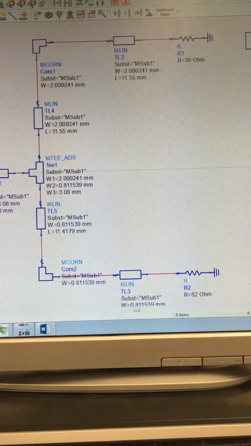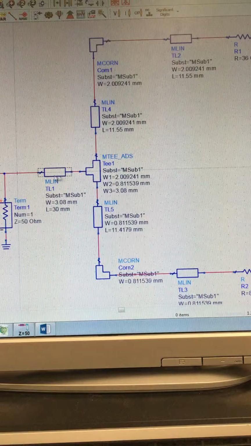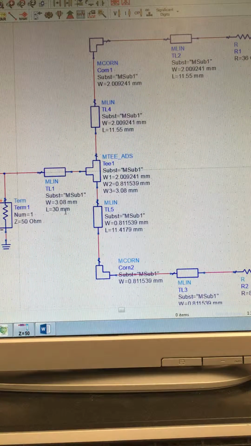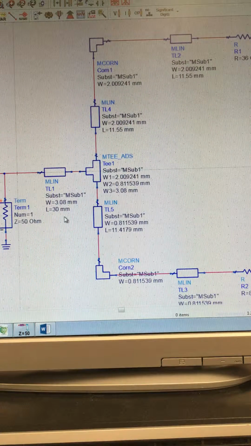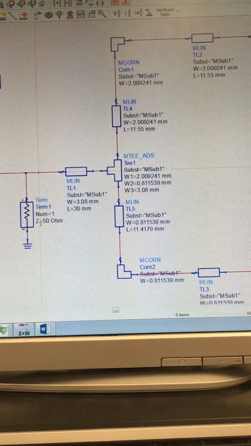First thing you want to do is create your substrate. Then after that, you want to create your initial microstrip line, and you want that to be 50 ohms. We made ours 30 millimeters in length. The length is unimportant in this case. Then you want to add a 50 ohm terminal and a port as well.